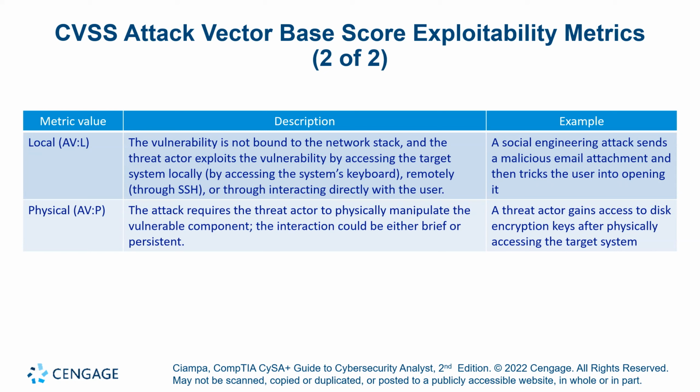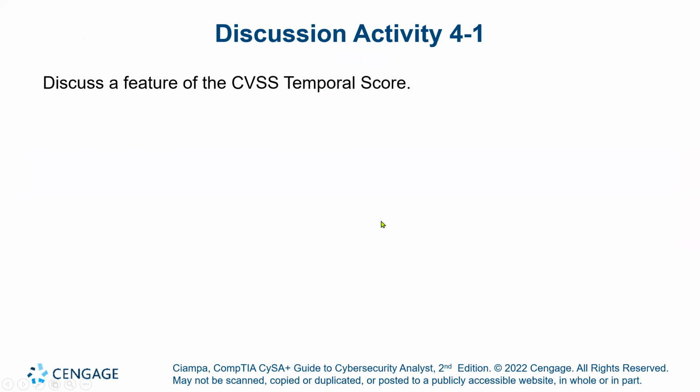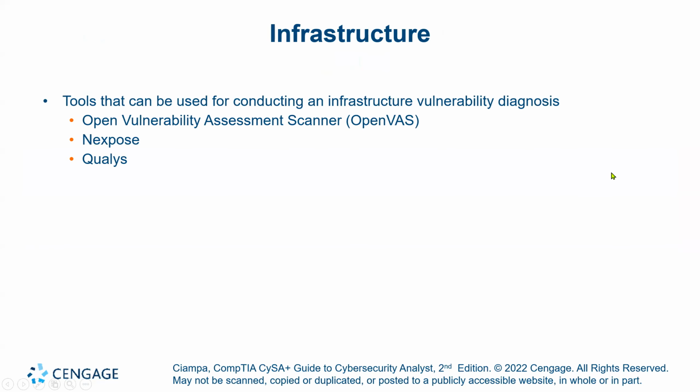The attack requires the threat actor to physically manipulate the vulnerable component. The interaction could be either brief or persistent. A threat actor gains access to disk encryption keys after physically accessing the target system. We're not going to go through that one.